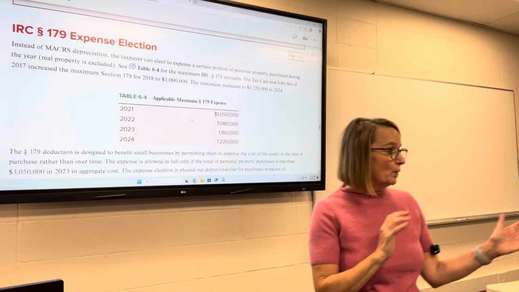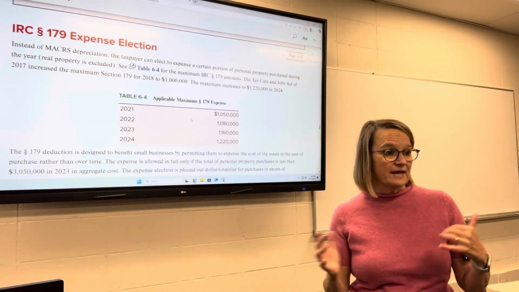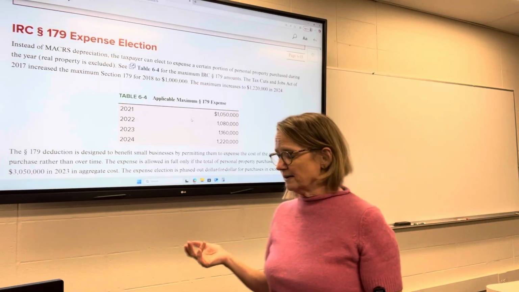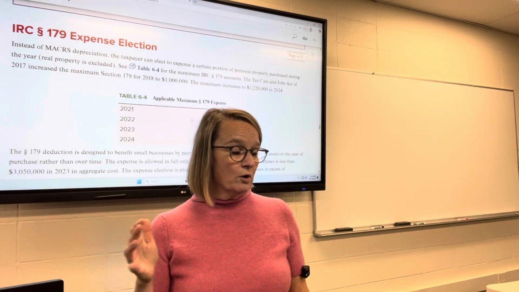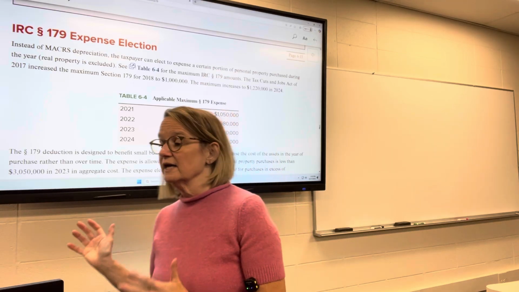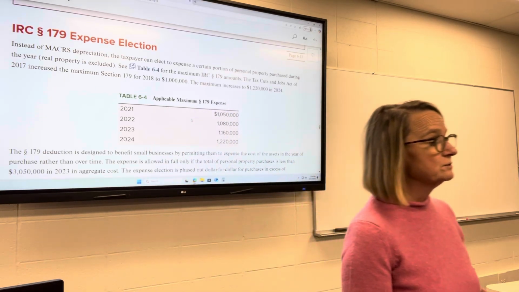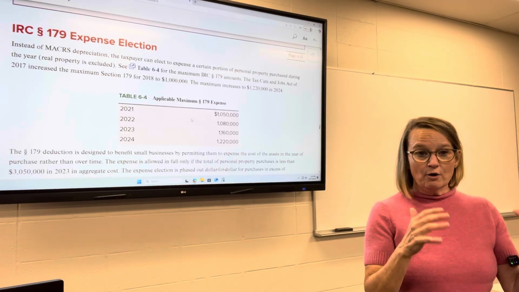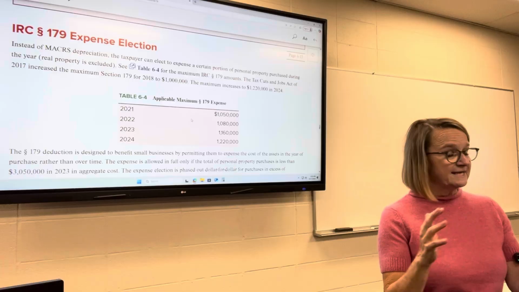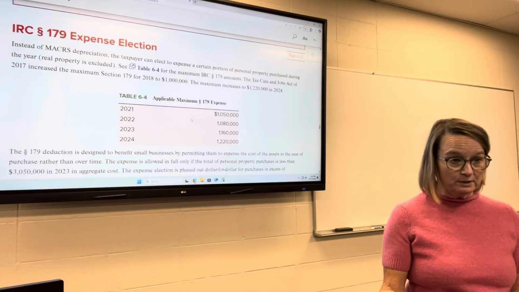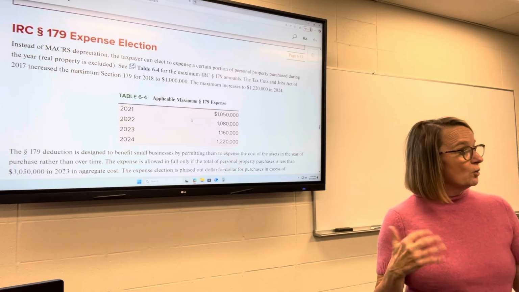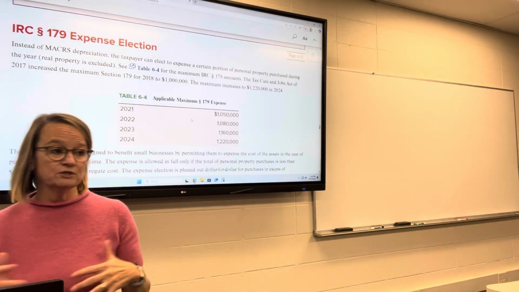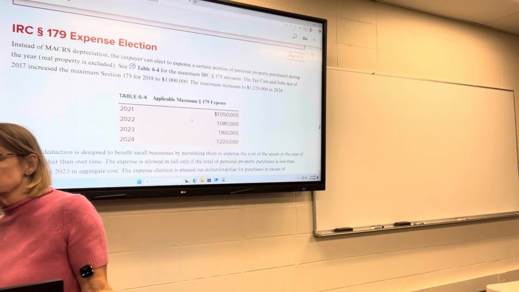So we need to determine what type of property it is, and then if it's real property, we're going to use the mid-month convention for depreciation. If it's personal property, whether we use the mid-quarter convention or the half-year convention depends upon how much property we placed in service in the last quarter of the year. Remember, if more than 40% of our personal property was placed in service during the last quarter of the year, then we have to use the mid-quarter convention. Otherwise, we can use the half-year convention.